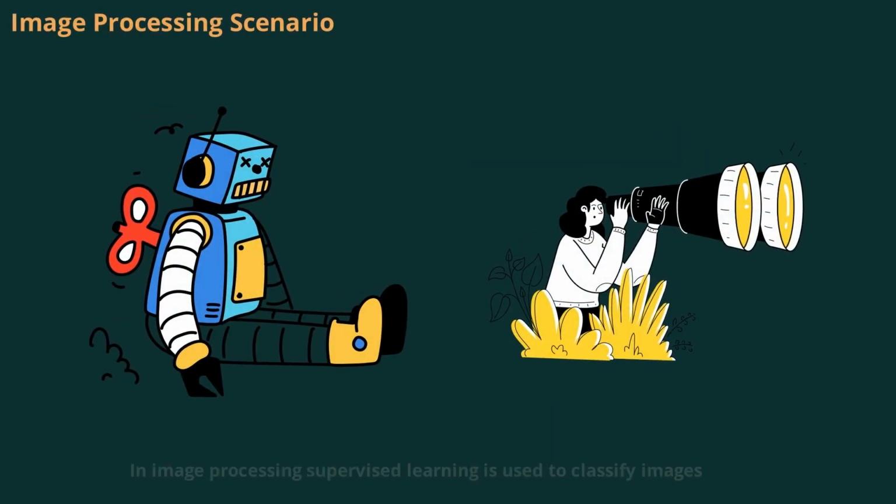In image processing, supervised learning is used to classify images, such as distinguishing cats from dogs using labeled photos. Unsupervised learning can group similar images together without knowing what they contain, which is useful for organizing large photo collections. Reinforcement learning enables robots to navigate environments using camera input, learning to avoid obstacles through trial and error. These examples show how each learning type can be applied to the same domain in different ways.